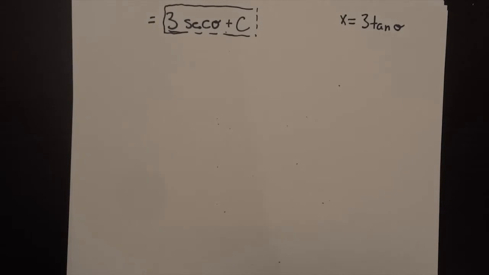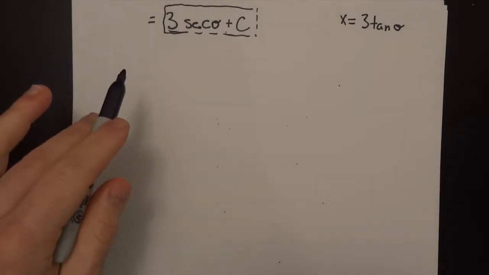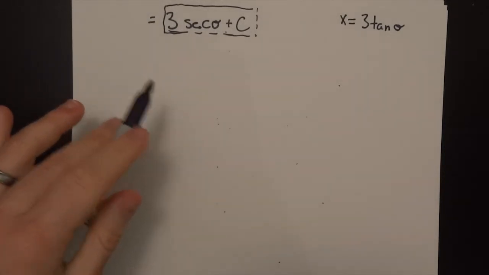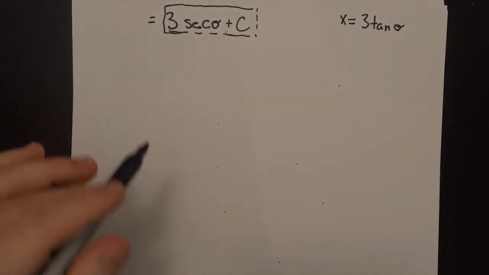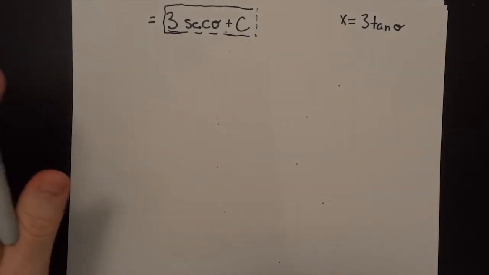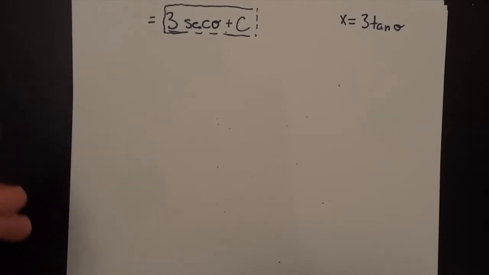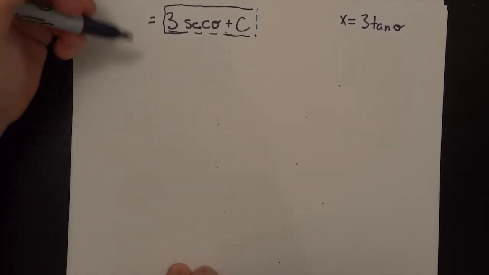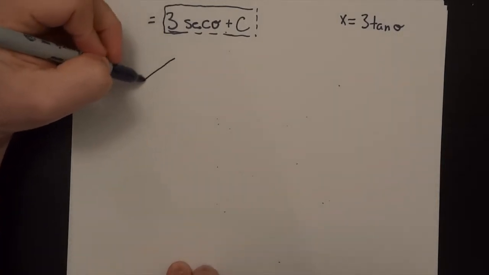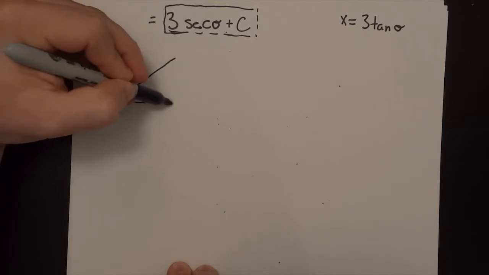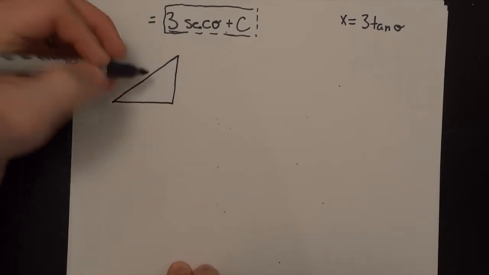But now, they were originally looking for this in terms of x, not in terms of theta. So we actually have to get the proper terms back, right? We have to get this in terms of x. So how do we do that? Well, this is like the third step of trig sub. And you draw a triangle. It seems weird, but you do the same thing every time.